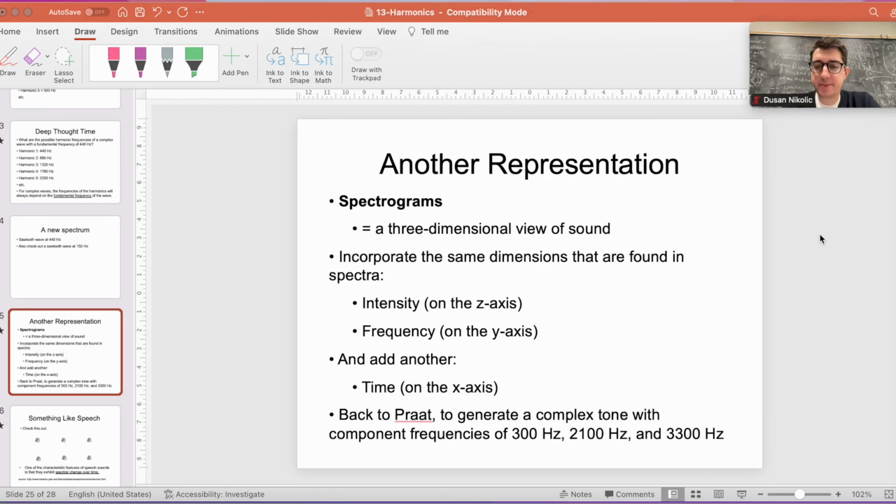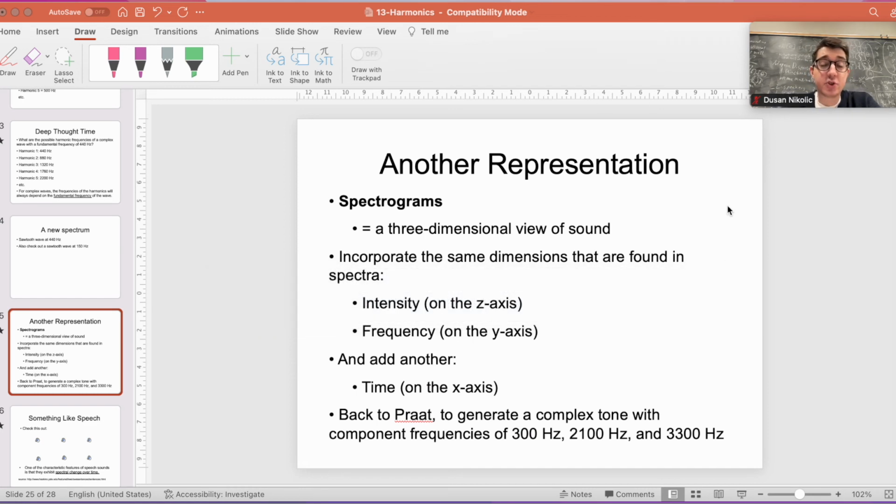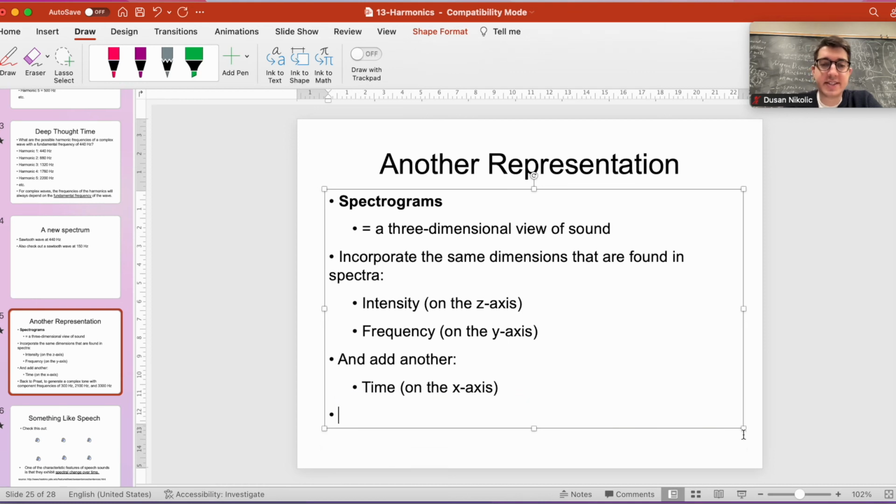Sorry for the switch of spots. I'm now in a phonetics lab. So another way to represent a complex sound wave is the spectrogram. It's a three-dimensional view of a sound. It incorporates the same dimensions that are found in the spectra: intensity, frequency, and time.